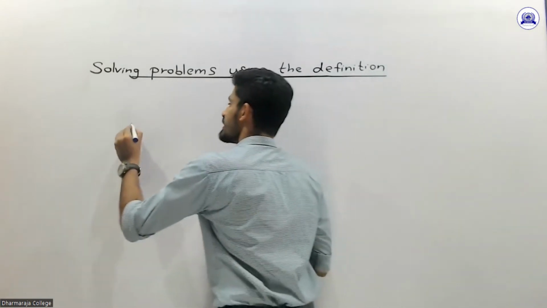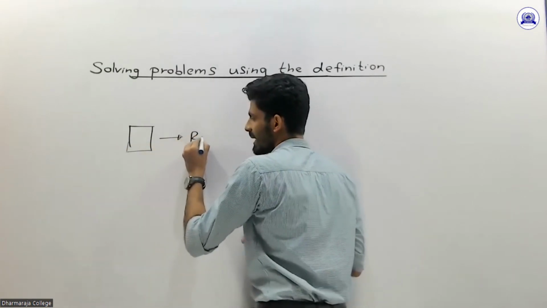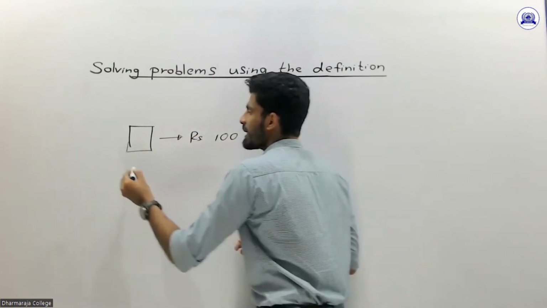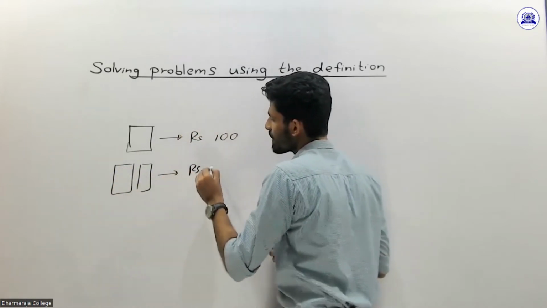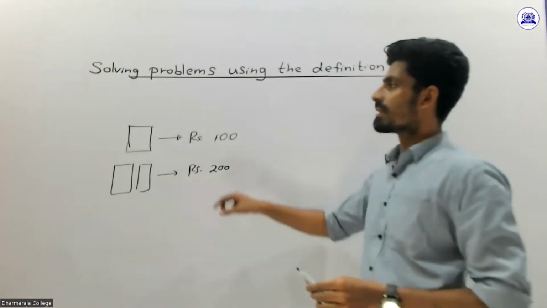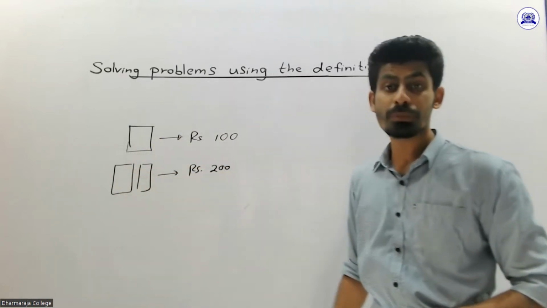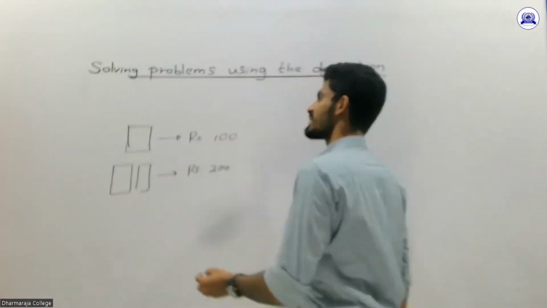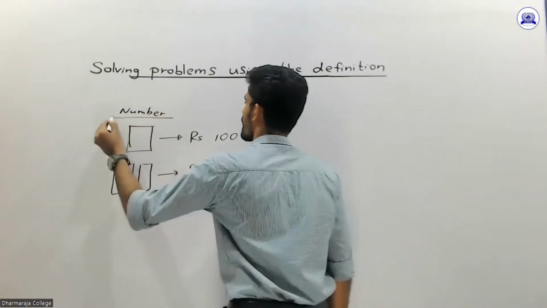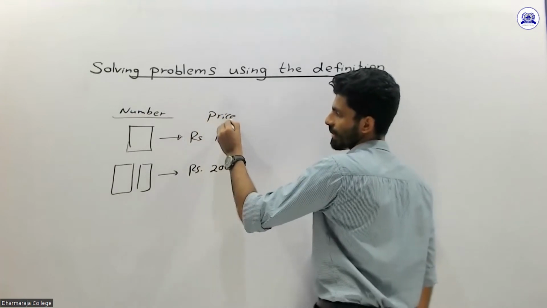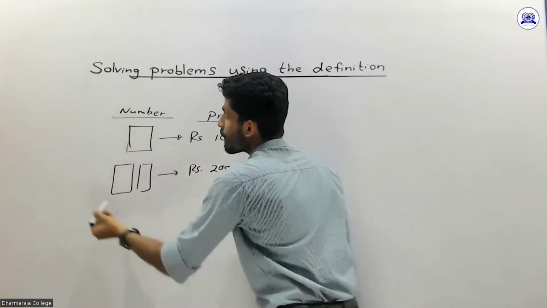the unit prices and the quantity of books. Just consider 1 book. The price of 1 book equals 100 rupees. Now 2 books equal 200 rupees. Consider this the number of books, and this the prices. Now just consider the ratio.